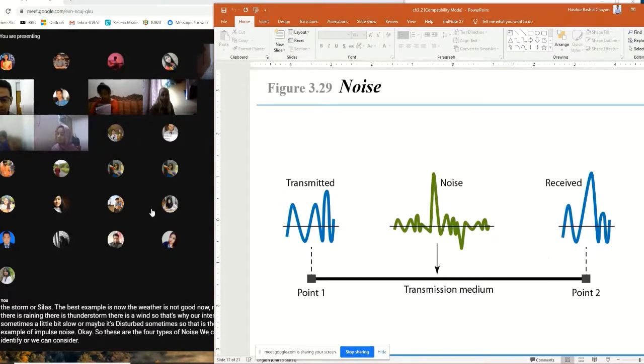So that is just an example: this is a transmitted signal, and that is the noise. Combined together, we have a received signal which is not similar to the transmitted signal. If you compare the received and transmitted signal, you can see they are not the same because of the noise. Fine? Okay.